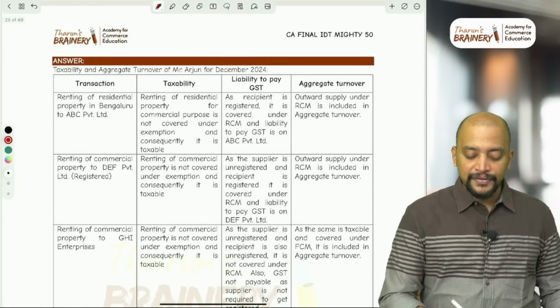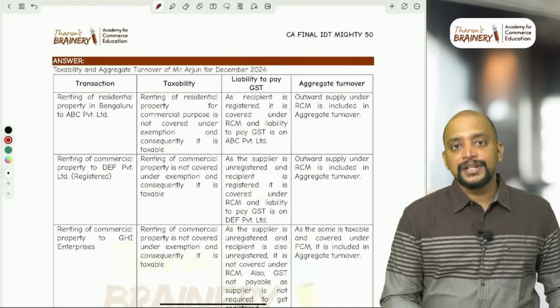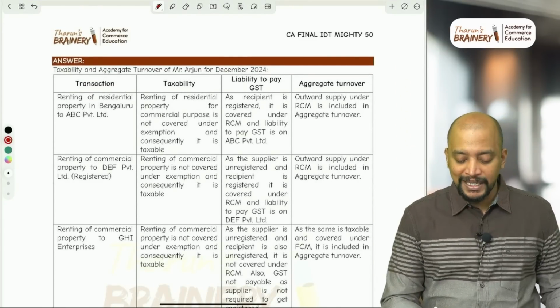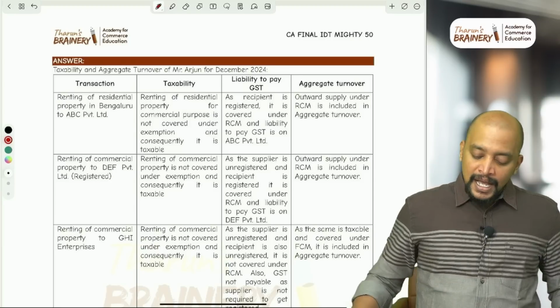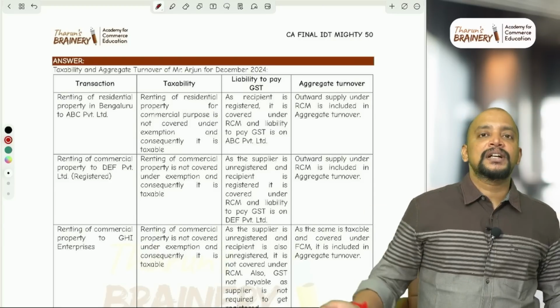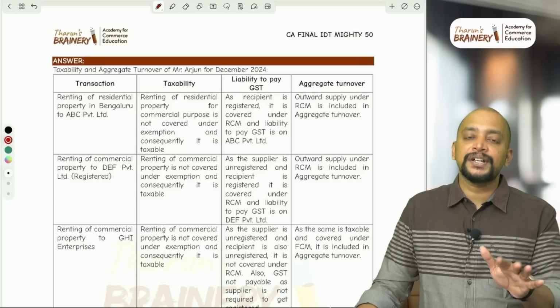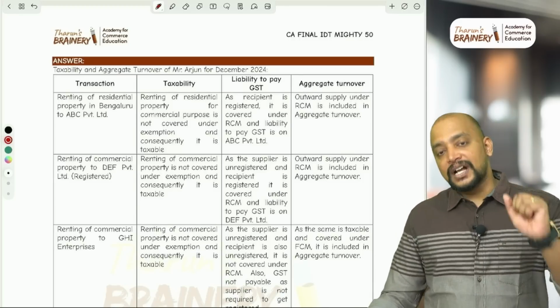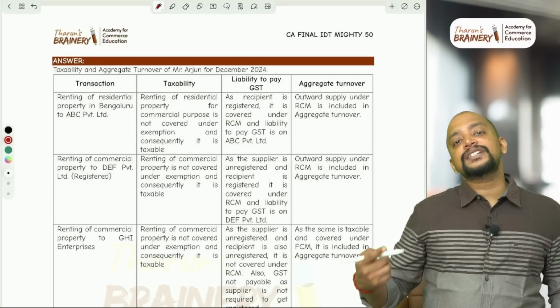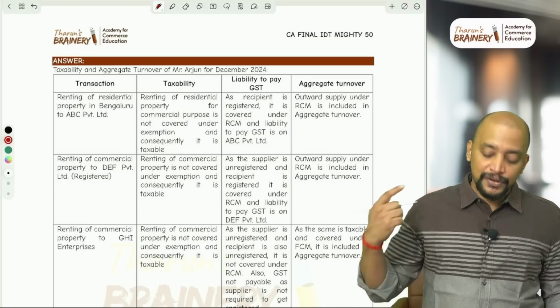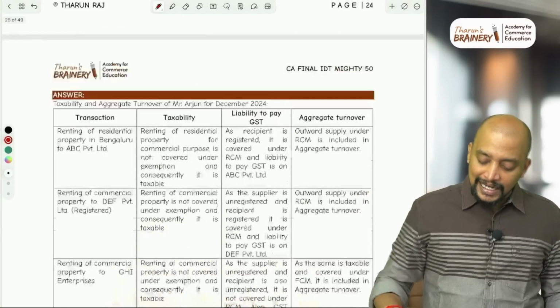So see this, renting of residential property. Renting of residential property for commercial purpose will be taxable. It's not covered under exemption. And as the recipient is registered, it will come under RCM. In case of residential property, if the recipient is registered, once it is taxable, then it will come under RCM. And even though it is covered under RCM, will it be included in the aggregate turnover? Yes, it will be included in the aggregate turnover.